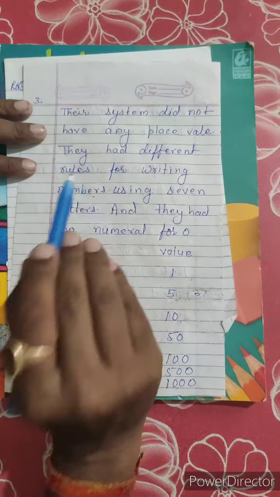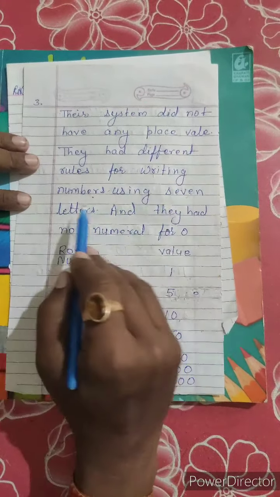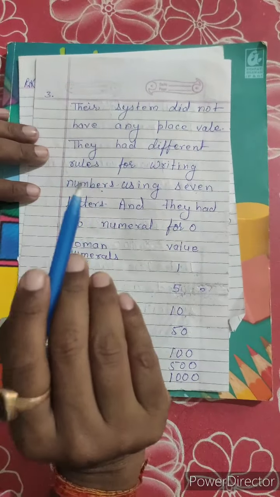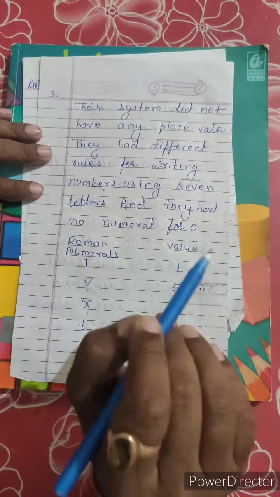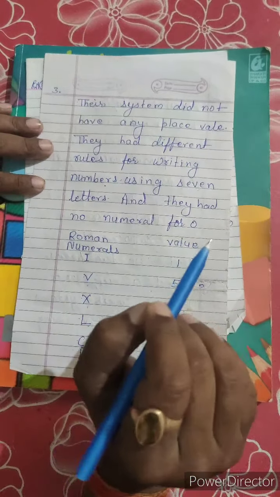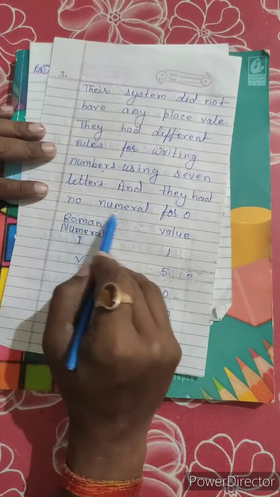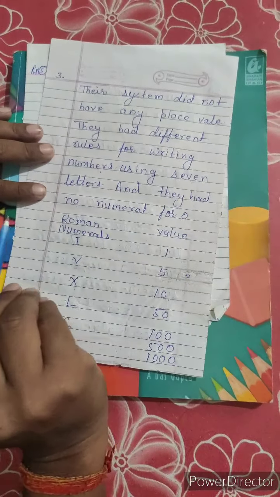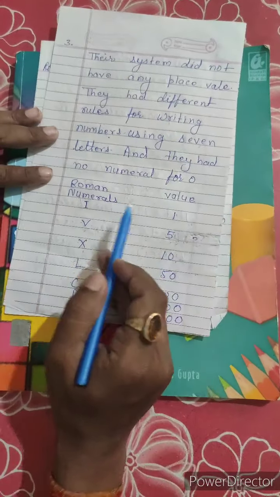Roman numerals use 7 letters. It means for writing Roman numbers we use 7 letters of the English alphabet, and they had no numeral for 0. For 0 there is no numeral in Roman numbers.